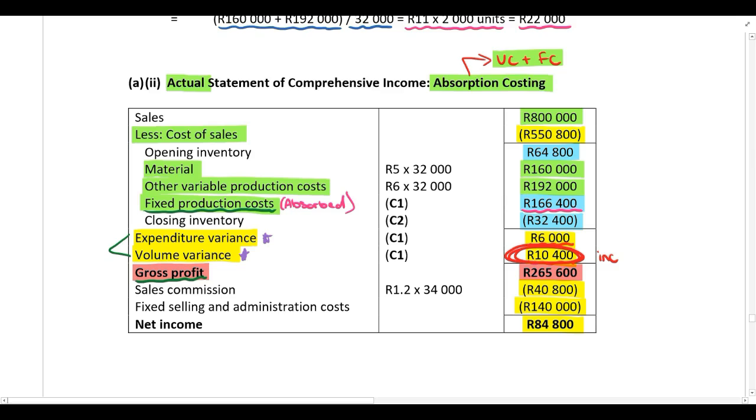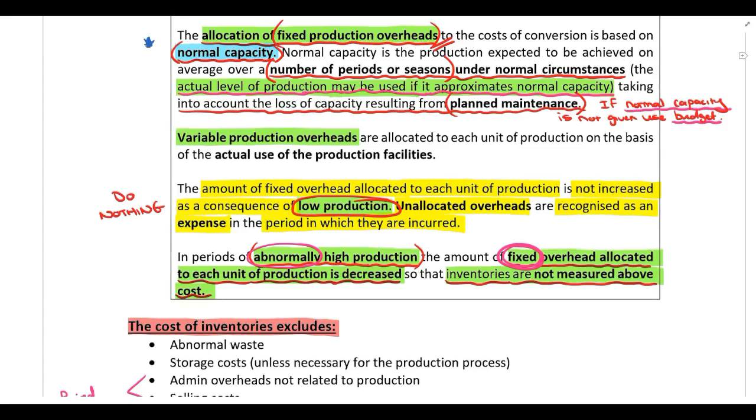So if actual production is higher than your budgeted production or normal capacity, you are going to have a favorable volume variance and you are going to add that back as income. On the other hand, if the company actually produces less than their budgeted capacity or less than their normal capacity, then please note this is going to be an unfavorable variance. And if it's an unfavorable variance, it will be treated as an expense on your statement of comprehensive income. So that's all they are saying over here in IAS 2. Any unallocated overheads will be recognized as an expense in the period in which they are incurred.